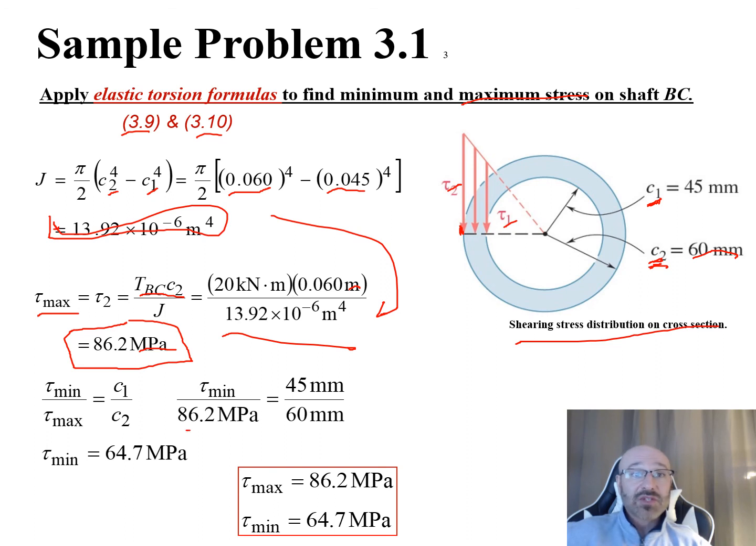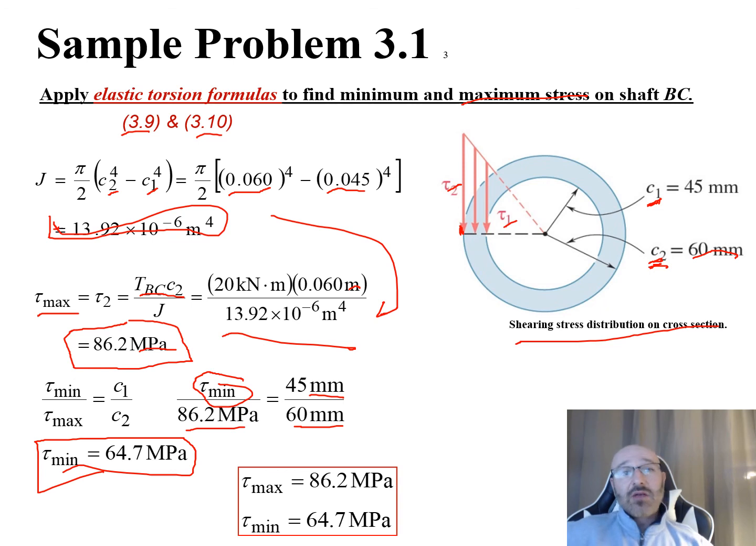Our tau max we just calculated is 86.2. Our c1 is 45 millimeters. Our c2 is 60 millimeters. Again, you could convert to meters if you're not convinced that these units are going to cancel out. We can cross multiply, whatever you want to do in order to solve for this tau min value from that ratio between c1 and c2 and our known value for tau max. So our tau min is equal to 64.7 megapascals.